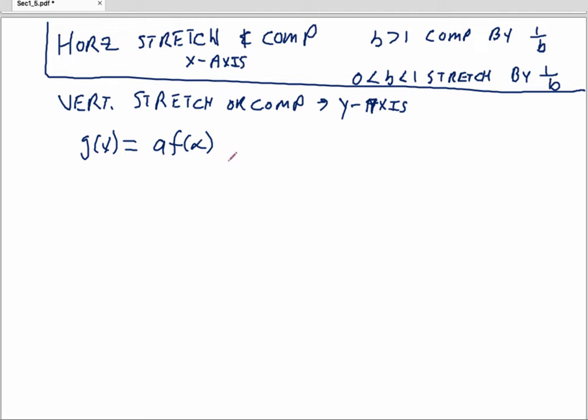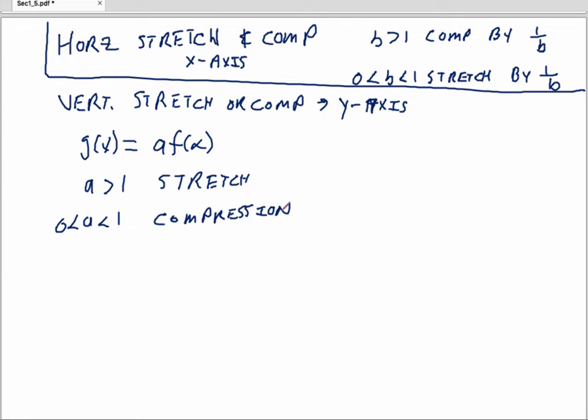All right, so if a was greater than 1, then that's going to be a stretch. It's going to pull it up towards the y-axis. If a was between 0 and 1, then that's going to be a compression. It's going to push it down towards the x-axis and push it away from the y-axis.